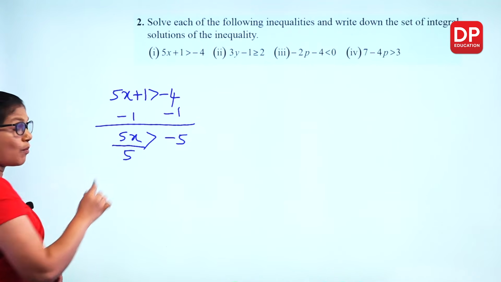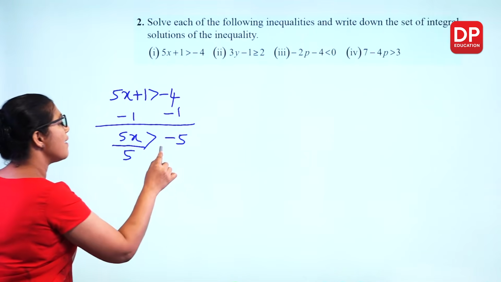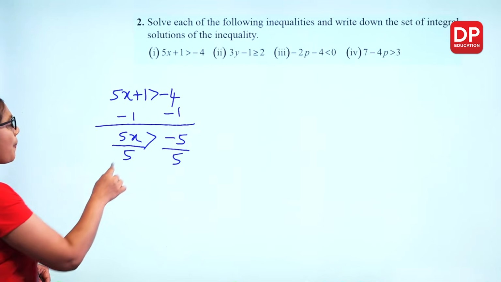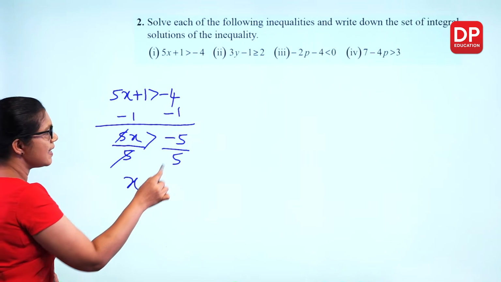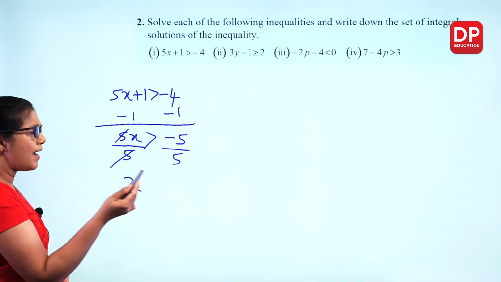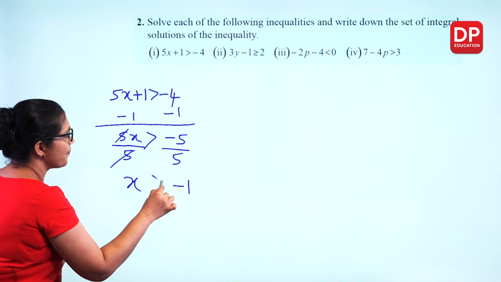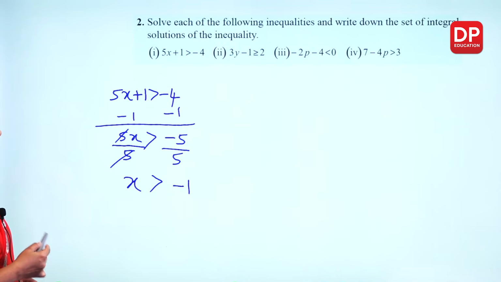Again, to get 1x, we need to divide by 5. So divide by 5, what happens? You get x here, minus 5 divided by 5, you get minus 1. So x is greater than minus 1.